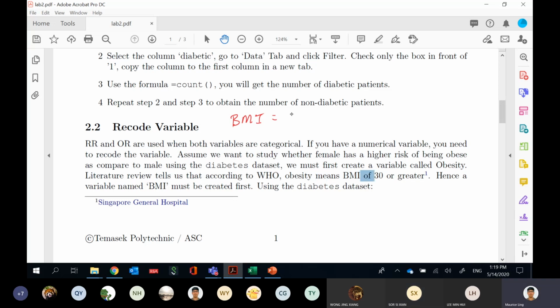So it's weight. But what is the unit for this weight? It's in kilograms. Divide by height square, which is in meters. So it's actually meter square. Now, actually, anyone knows what on earth BMI means? Body mass index. Yeah, and it is called body mass index.